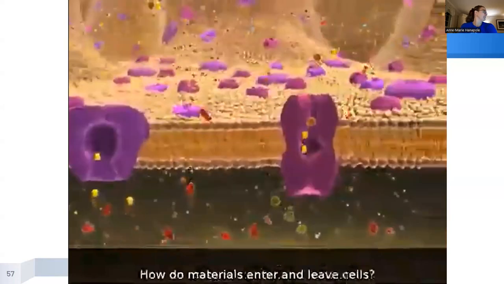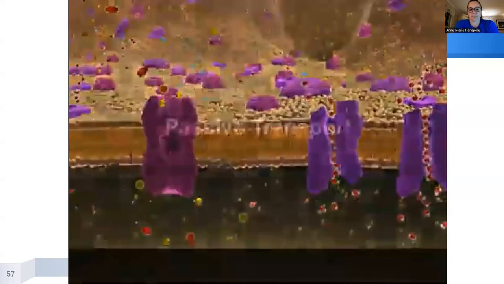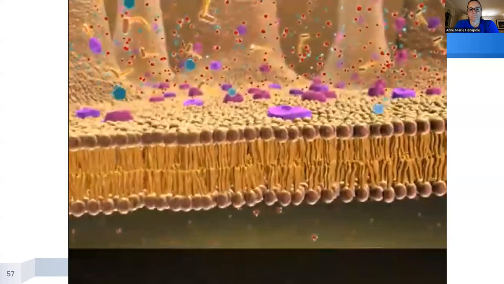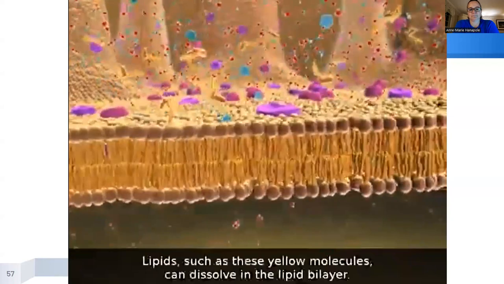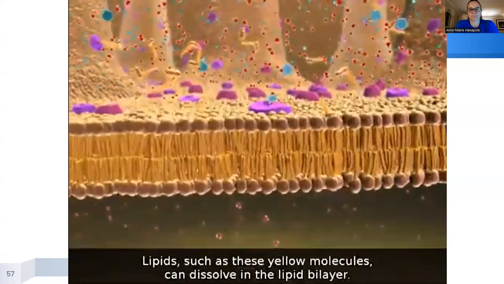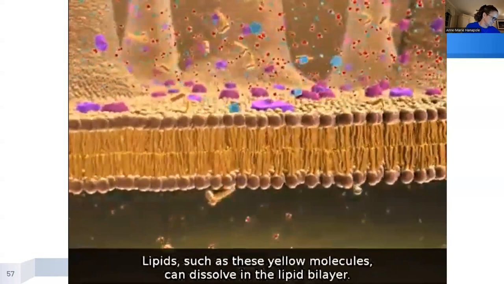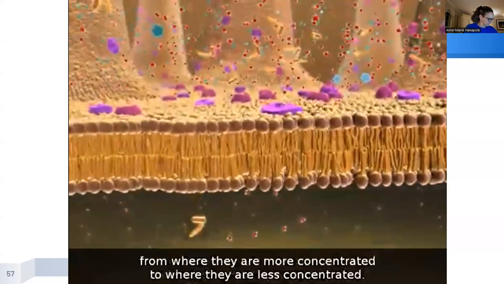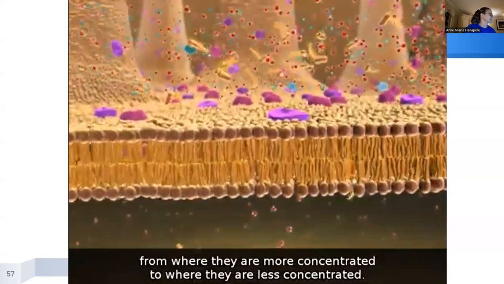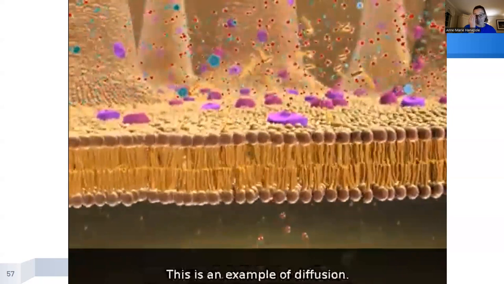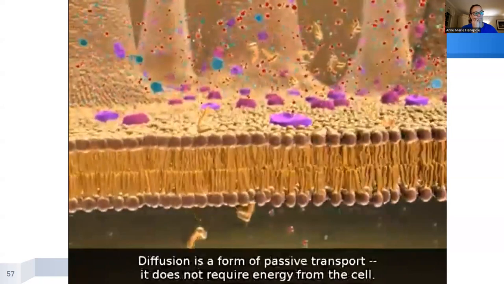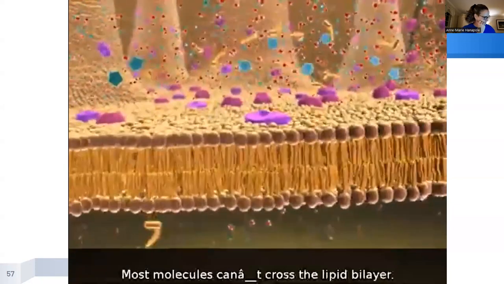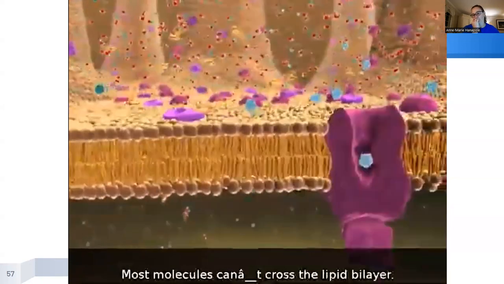How do materials enter and leave cells? Lipids, such as these yellow molecules, can dissolve in the lipid bilayer. Notice how they move down their concentration gradient, from where they are more concentrated to where they are less concentrated. This is an example of diffusion. Diffusion is a form of passive transport. It does not require energy from the cell. Most molecules can't cross the lipid bilayer.